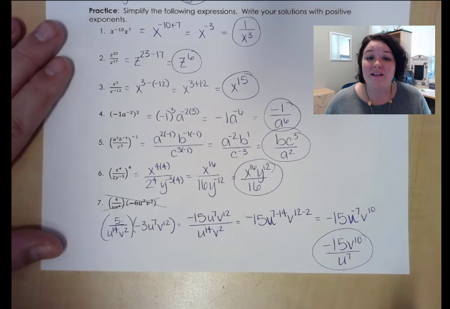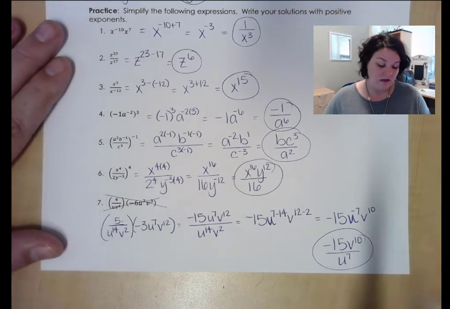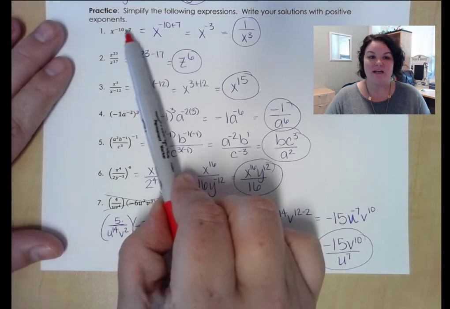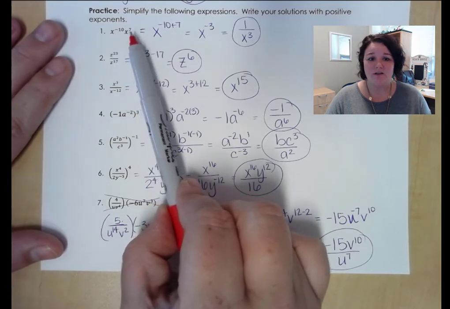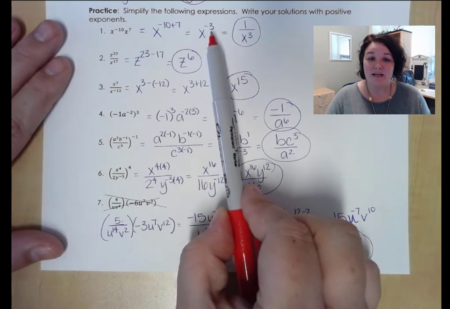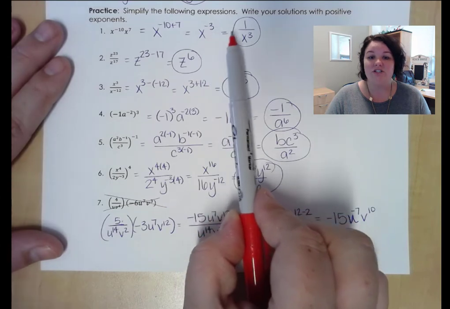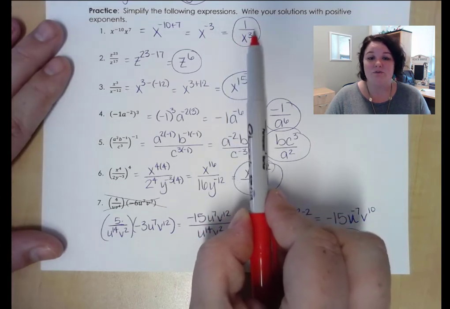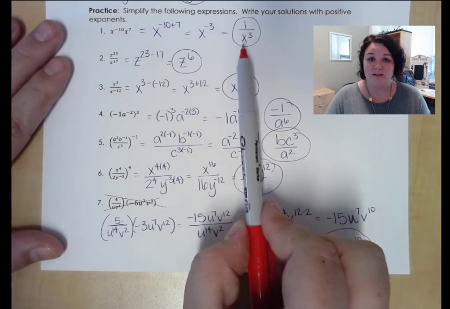All right, so I'm going to go ahead and talk you through the answers now. So number 1, all we had to do was combine the exponents because the bases are the same. So when I do -10 plus 7, it gives me x to the -3, and then that needs to be moved down to the denominator in order to change the sign of the negative exponent to a positive. So our final answer is 1 over x cubed. Okay?